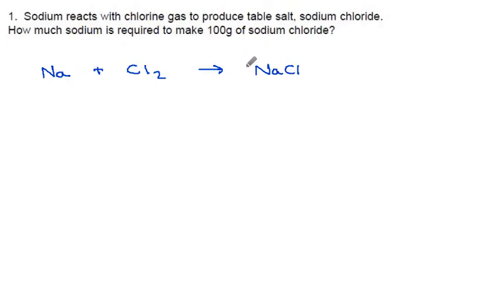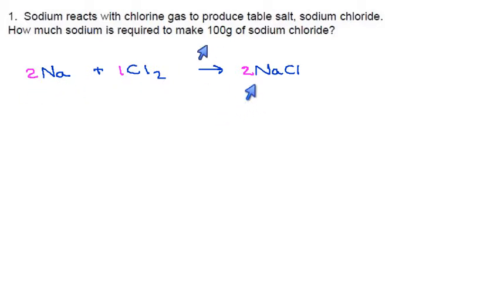Two chlorines on the left means we need a 2 here, but now we have 2 sodium on the right, so we need a 2 here. And we'll put a 1 there just to fill things out. So we know that as far as moles, this thing has a 2 to 1 to 2 ratio.